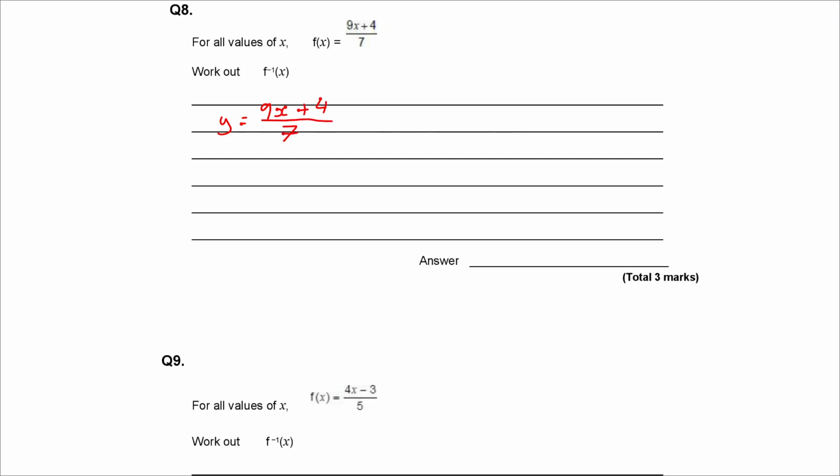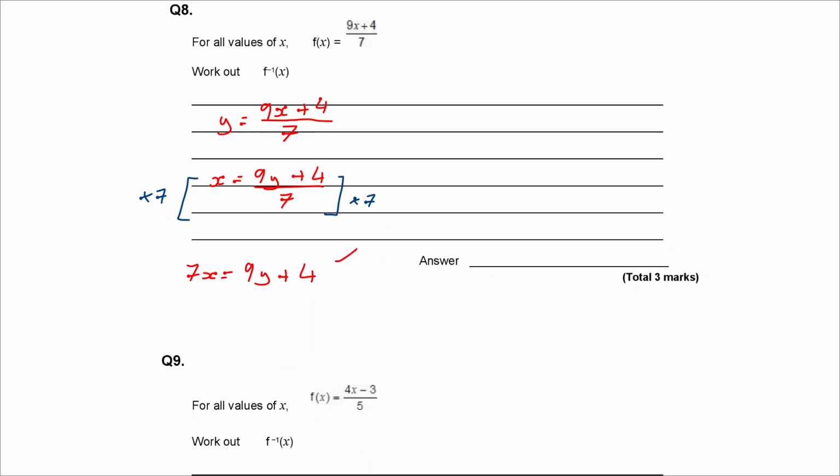We then swap over the y and the x value. So we're going to get x is equal to 9y plus 4 divided by 7. Now, I've got to make y the subject here. I've got a single fraction here. The first step is to get rid of that dividing by 7. We're going to multiply both sides by 7. I'm showing my working really carefully here. So on the left-hand side, 7 times x is just going to be 7x, being equal to 9y plus 4. And of course, these 7s cancel out.